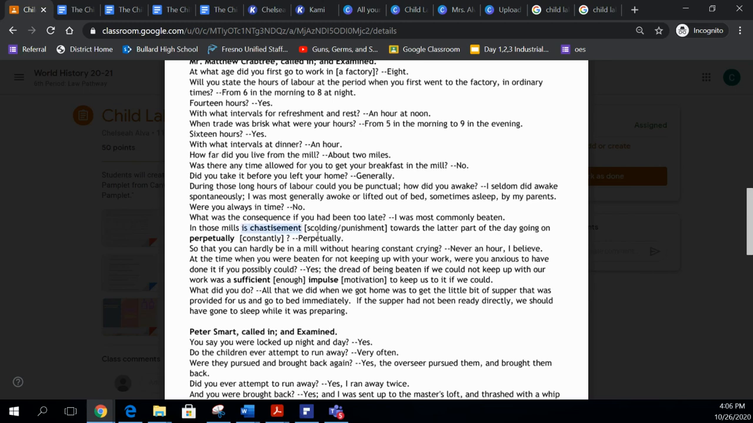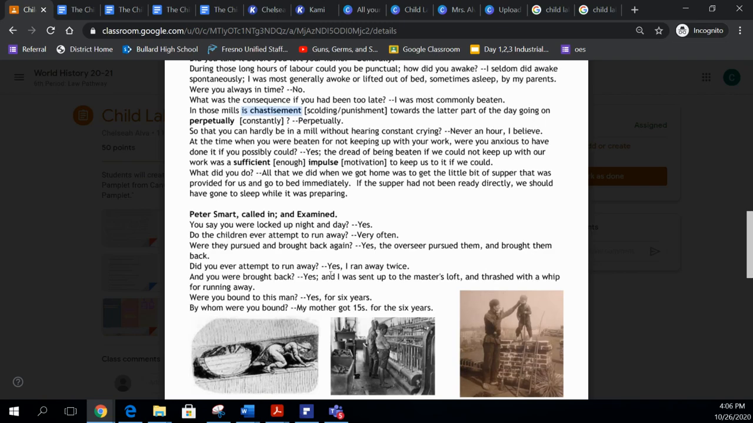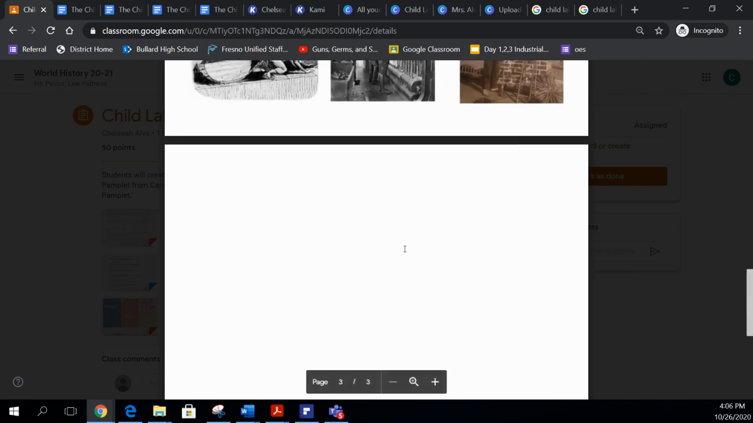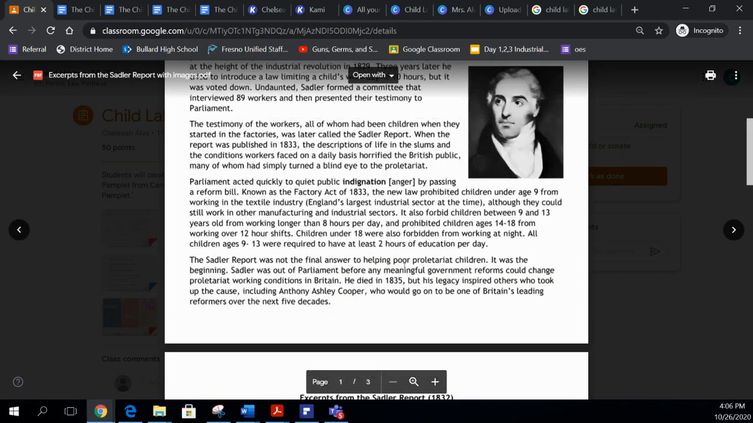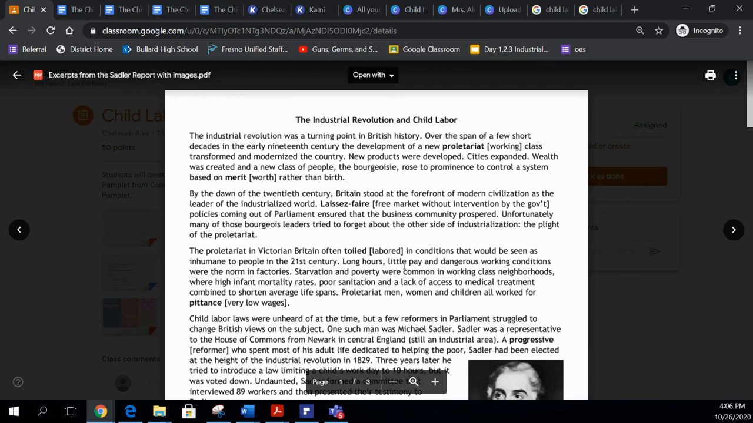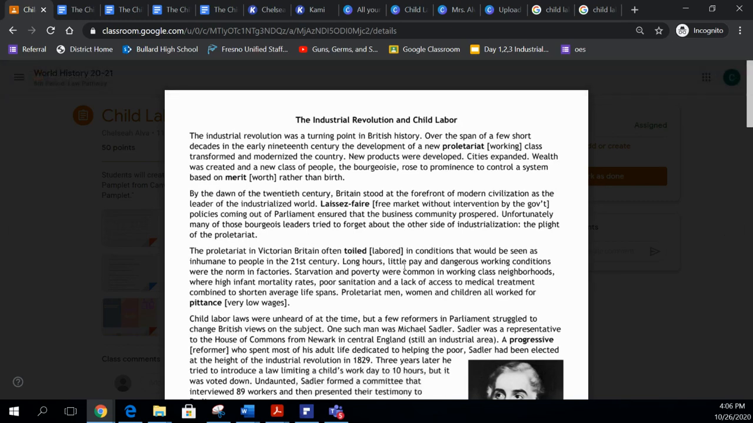Chastisement is going to be punishment. So if you're looking for punishment, there's some really good resources here. Okay, so those are the resources provided. If you need to, you can use your textbook. You can do additional internet research if you want to.